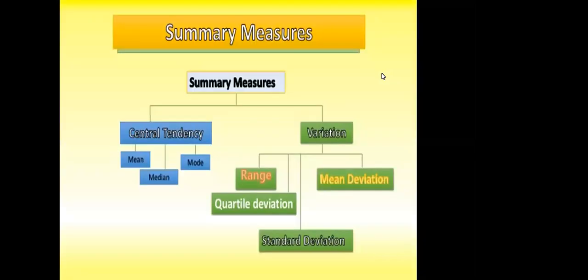Discussion. Our next topic is standard deviation. As we know, the measures of dispersion are mainly range, quartile deviation, mean deviation, and standard deviation. We already solved range, quartile deviation, and mean deviation. So this time, we discuss standard deviation.